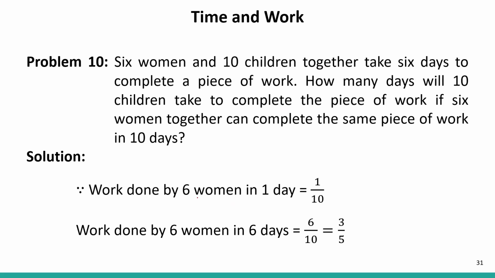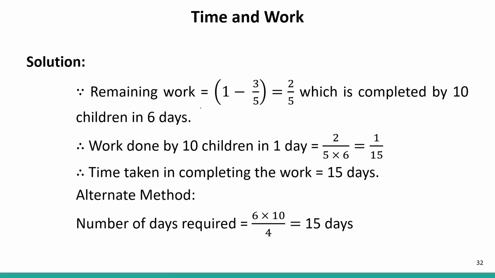So work done by 6 women in 1 day is equal to 1 by 10. So work done by 6 women in 6 days is equal to what? 6 by 10, that is equal to 3 by 5. So remaining work will be what? 1 minus 3 by 5, that is equal to 2 by 5. Which is completed by 10 children in 6 days. So work done by 10 children in 1 day is equal to 2 by 5 into 6, and that is equal to 1 by 15. So time taken to complete the work is equal to 15 days.